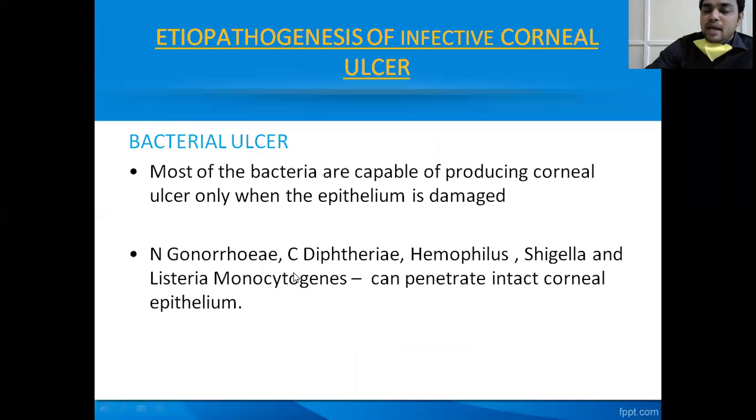But most of the bacteria are not capable of producing corneal ulcer when the epithelium is intact. But there are 5 bacteria which can invade the intact corneal epithelium and may cause corneal ulcers. Those bacteria are Neisseria gonorrhoeae, Corynebacterium diphtheriae, Haemophilus, Shigella, and Listeria monocytogenes. These are the bacteria that can penetrate the intact corneal epithelium.